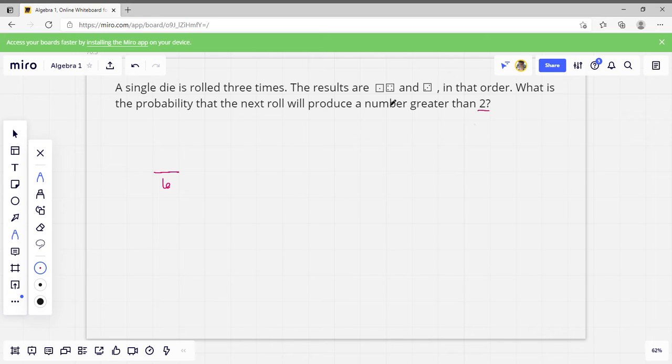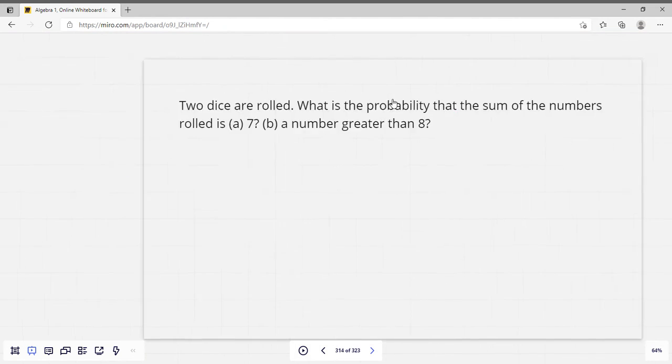So we could have 3, 4, 5, or 6. That's 1, 2, 3, 4 chances out of 6. And that's going to reduce to 2 out of 3. So we have a 2 out of 3 chance of rolling a number greater than 2. It reminds me of Yahtzee.